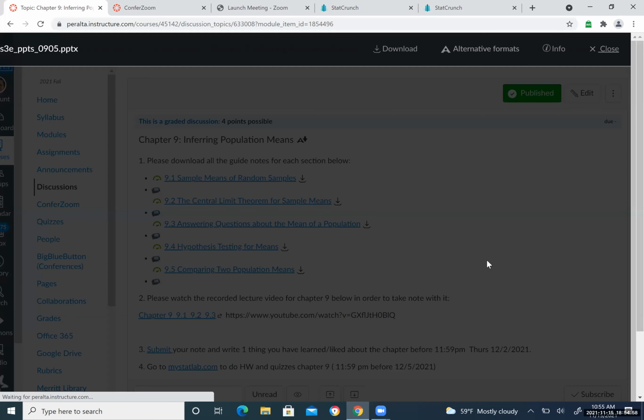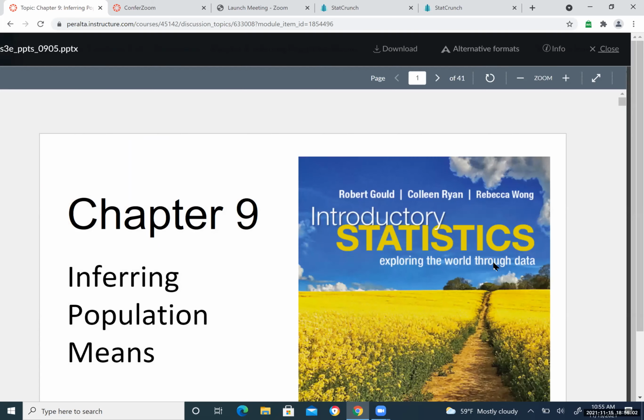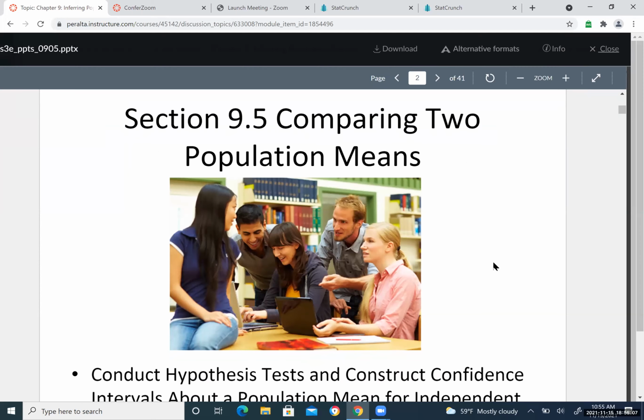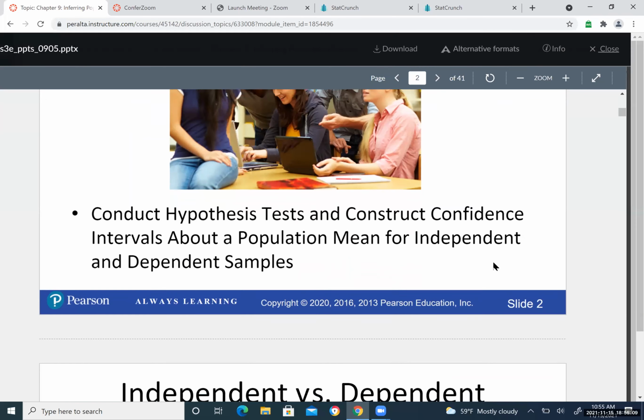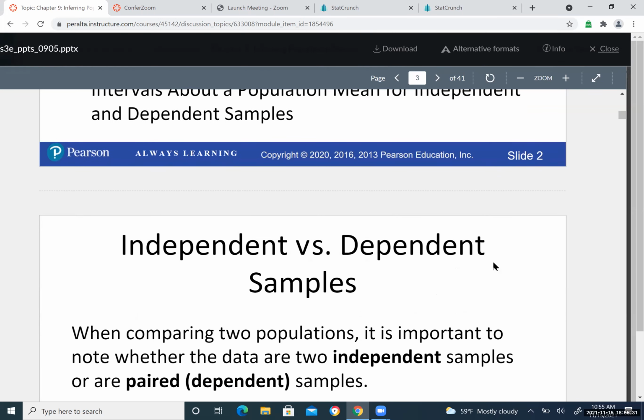9.5, we're talking about two population means now. We're comparing two groups, right? So we will conduct a hypothesis test and construct confidence intervals. So we do two things now. We find a confidence interval and figure out how to conduct a hypothesis test for two means, two population means. So what do we do?